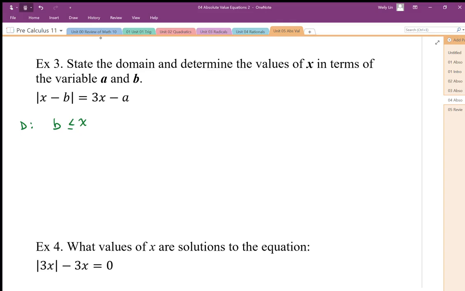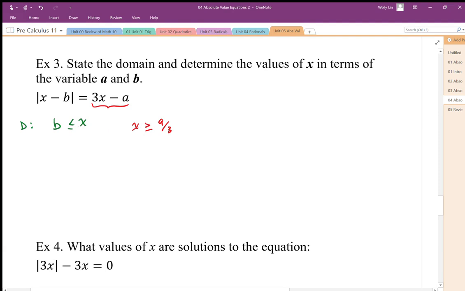And then we also have this outside, which again, we're not going to be as concerned about, but there is a restriction here, and this needs to be bigger than 0. So we need to say that x must be greater than or equal to a over 3. Okay? So those are our domain restrictions in terms of a and b.